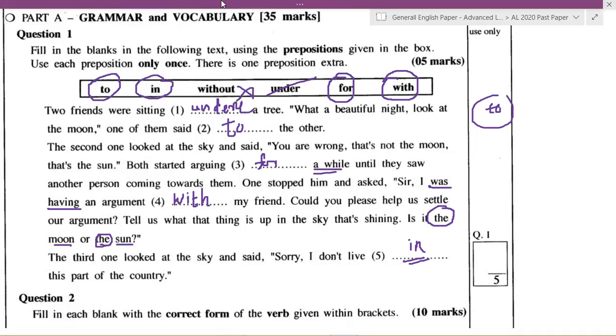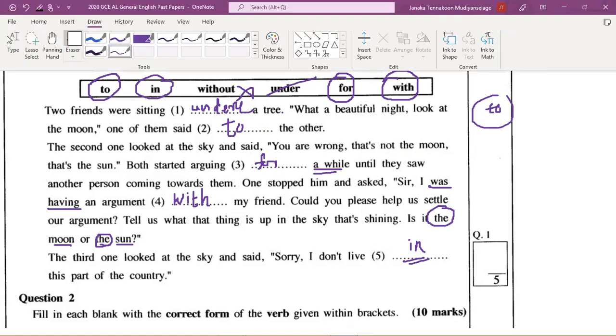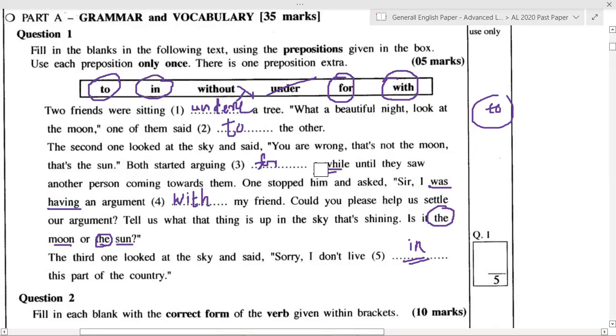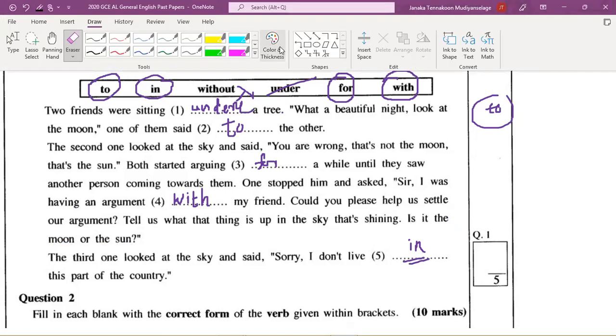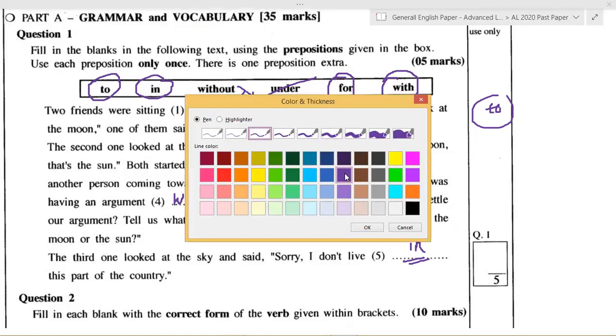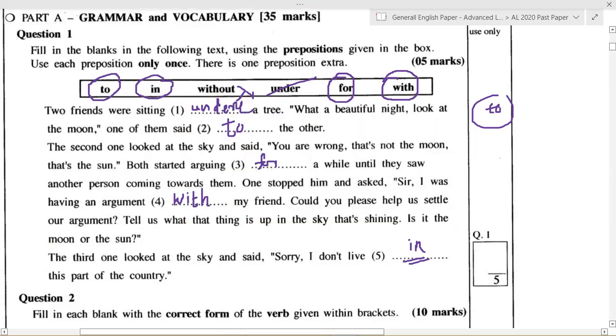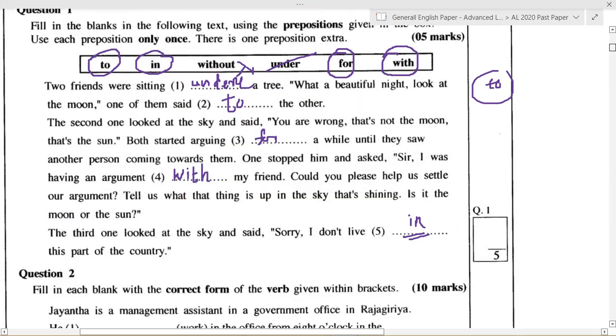So the answers are as follows. Here, under, the second blank is filled with 2, and the third one is 4, and the fifth one is of course in, as we have correctly chosen. So this is the pattern with which you should answer the questions given on the paper.